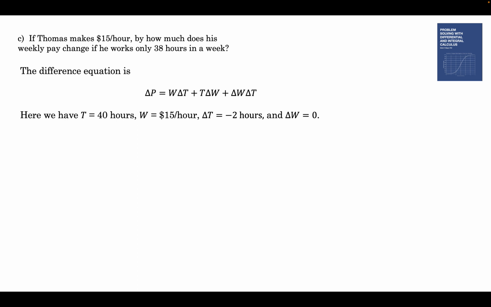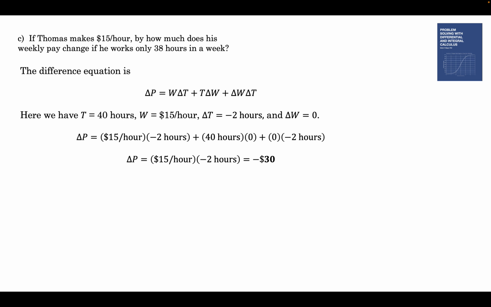He only works 38 hours. Now you probably know right away that if you only work 38 hours and you normally work 40 hours, you're going to make $30 less because you make $15 an hour. But let's use the difference equation. Delta W is 0 because W is 15, that didn't change. But delta T is minus 2. T is 40 hours, the change is minus 2. So we plug in the numbers and we get, as we expected, the change in pay is minus $30.